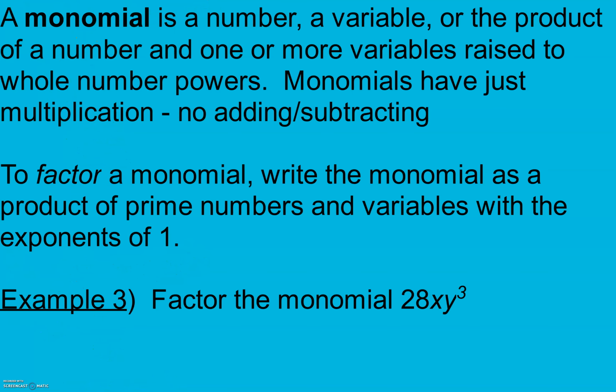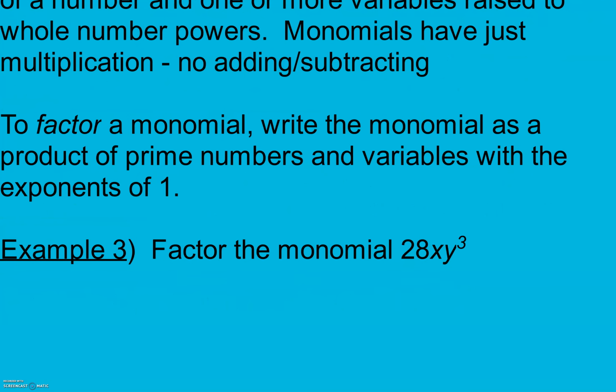A monomial is a number, a variable, or the product of a number and one or more variables raised to whole number powers. Monomials have just multiplication. There's no adding or subtraction. So to factor a monomial, we write the monomial as the product of prime numbers and variables with the exponents of 1. So here we're going to factor our monomial.